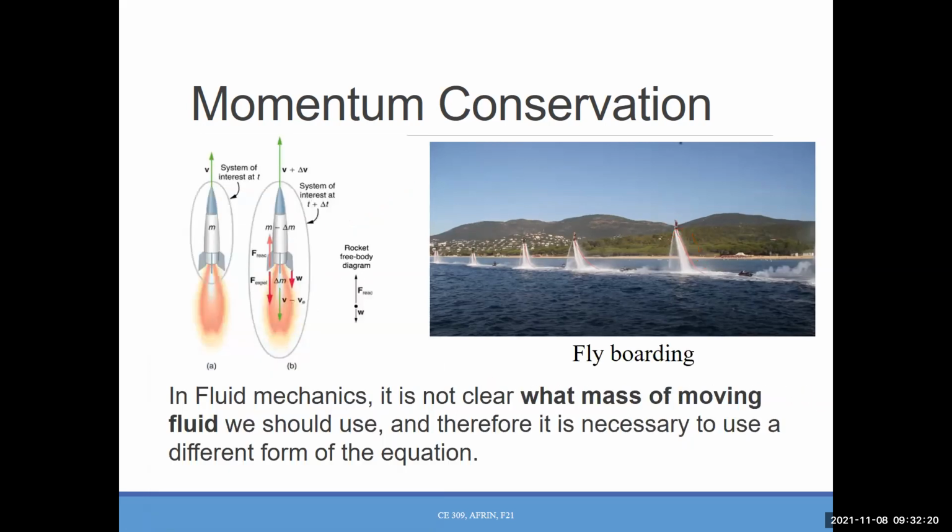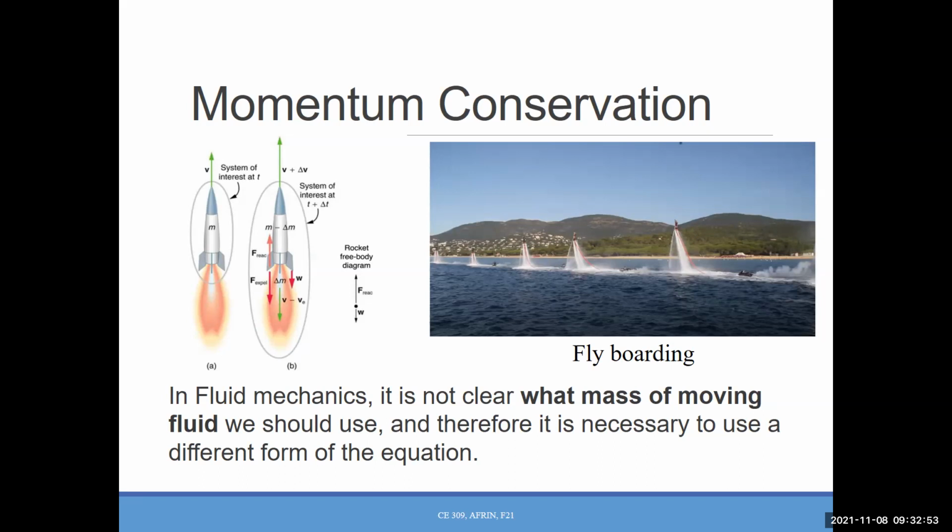But for fluid mechanics, it is a little bit difficult to decide what mass of moving fluid we should use. That's why we use a slightly different expression for the equation, but the concept is the same. And we will get that expression from a very well-known equation, Newton's second law of motion. You know that equation, right? What is Newton's second law of motion? F equals mass times acceleration. That is basically the momentum equation.